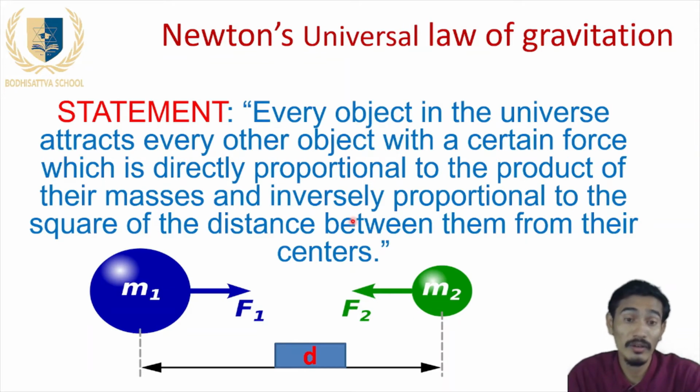So according to the first condition given by the statement of Newton's universal law of gravitation, the force of attraction between them, F1 and F2, they are the force. So the common force of attraction between them will be capital F, that is the representation of the gravitation force. The force of attraction will be proportional to the product of their masses. That means the capital F will be proportional to M1 into M2.